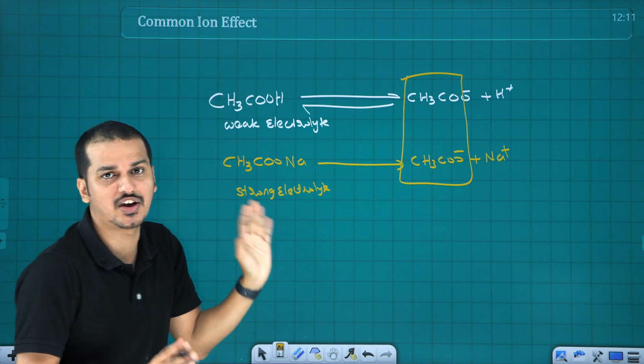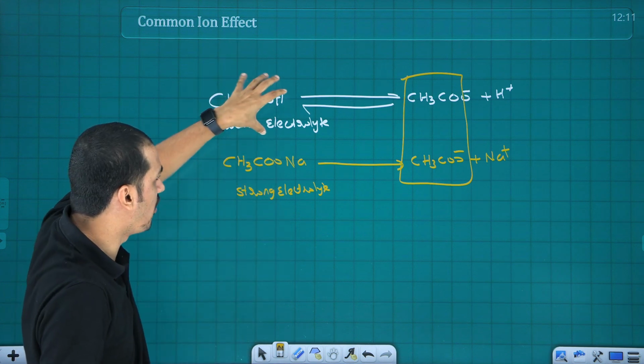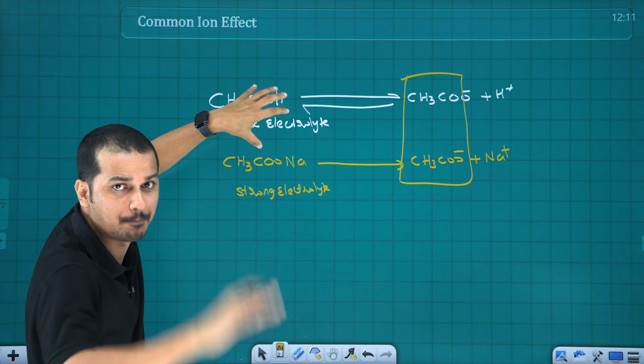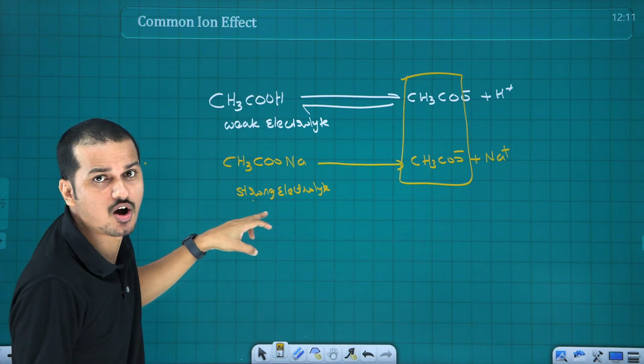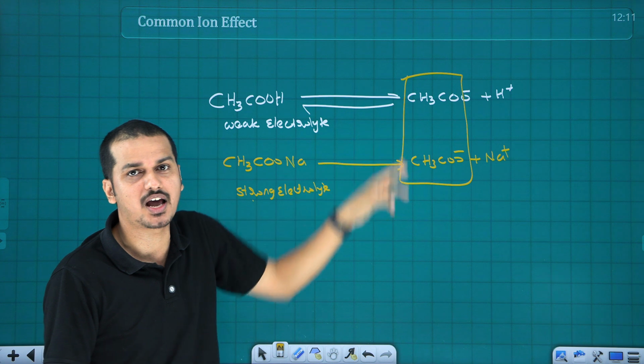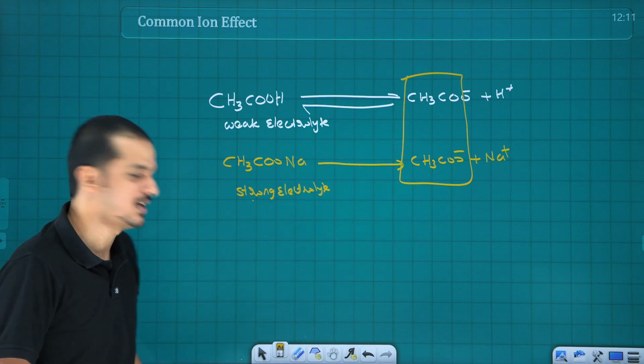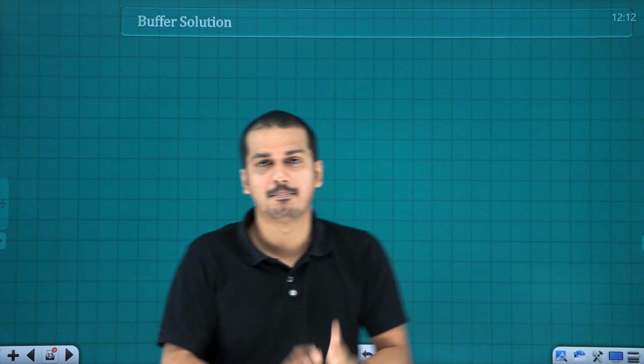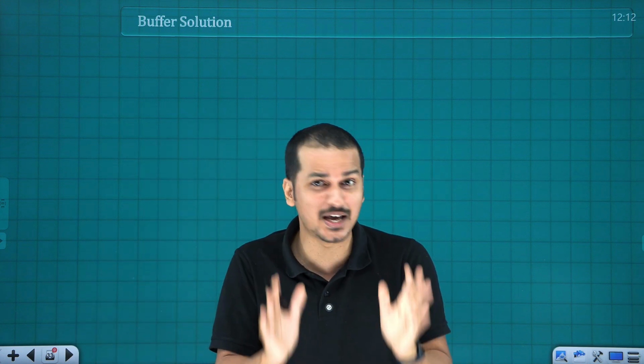So what is the common ion effect? It is the suppression of dissociation of a weak electrolyte. We suppress the weak electrolyte's dissociation by adding a strong electrolyte, both containing a common ion. This is what is called the common ion effect. Its application is what? Buffer solution. What is a buffer solution? Buffer solutions are solutions which can resist pH change.